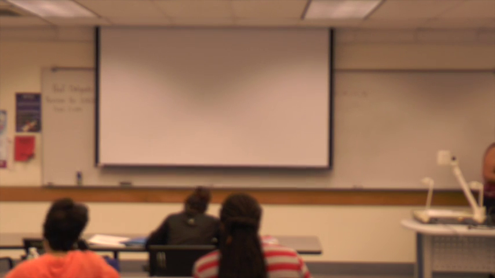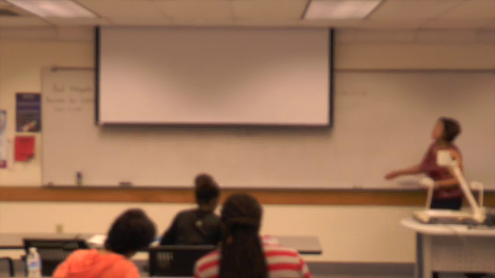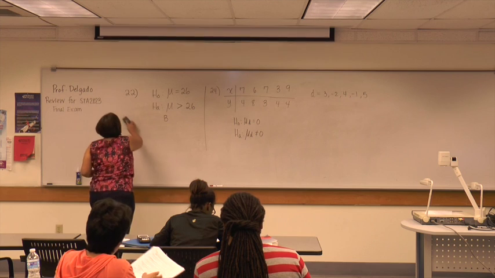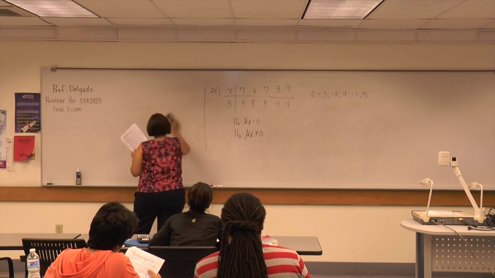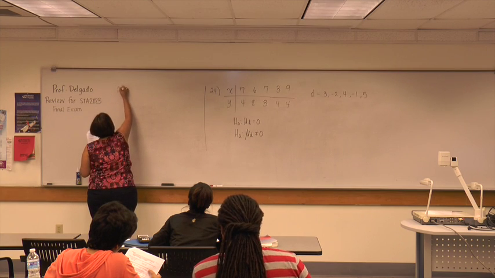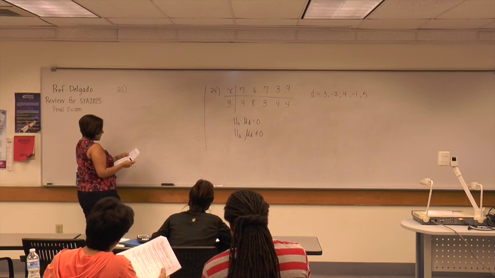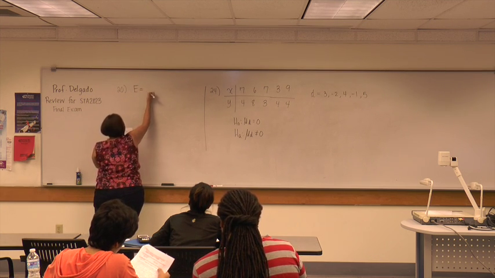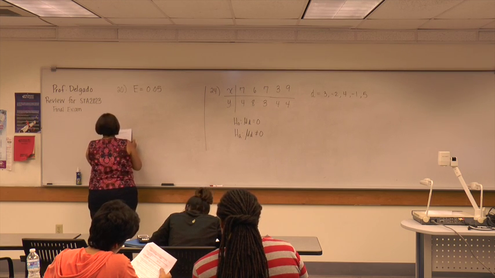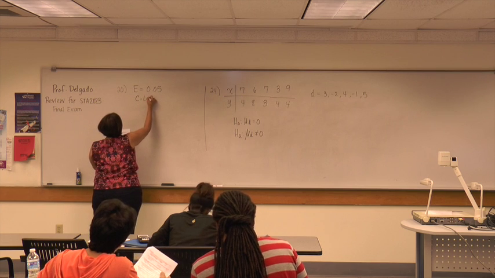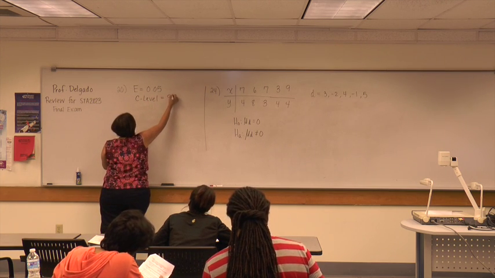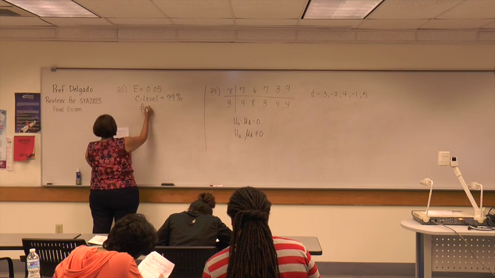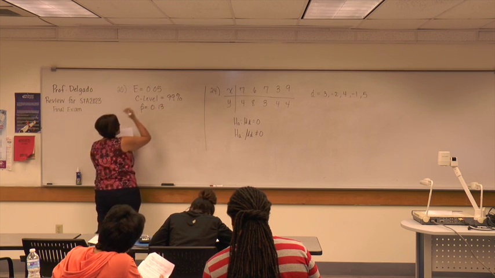Number 20 is asking us to find the minimum sample size needed when we're estimating an unknown population proportion. And they want the margin of error to be 0.05. They want our confidence level to be 99%. And they want us to use p hat is equal to 0.13.